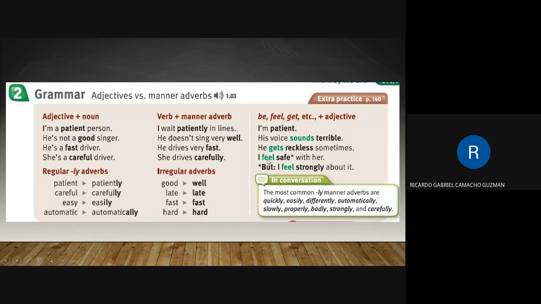al igual que feel. De igual forma, lo que les decía anteriormente, podemos utilizar I feel safe with her, but I feel strongly about it. Tenemos estas dos opciones. I feel safe with her, lo que les había dicho. Podemos decir la palabra feel directamente con un adjetivo, siempre y cuando nuestra frase principal termine con el adjetivo. I feel safe, me siento seguro.